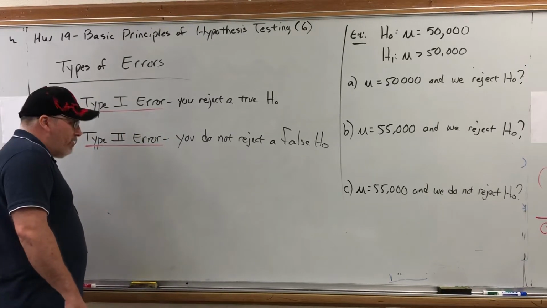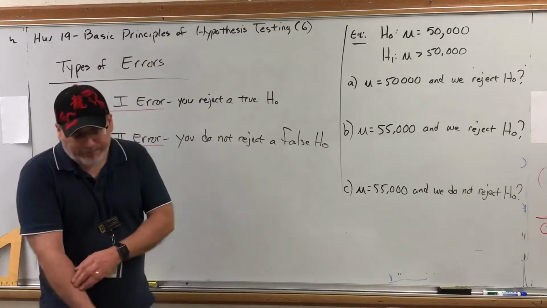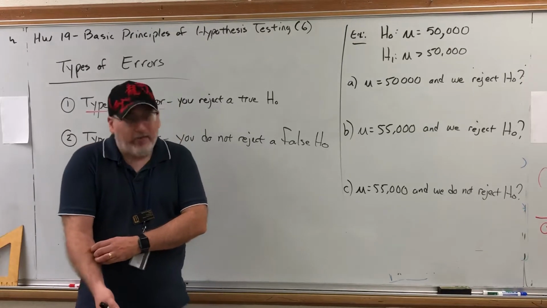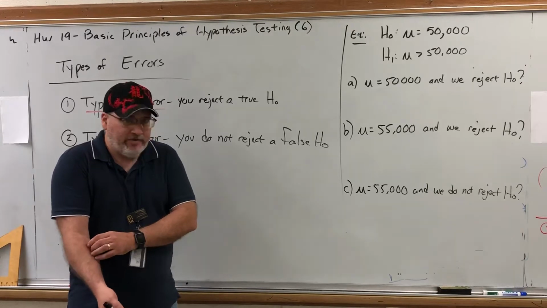A type 2 error is when you do not reject a false null hypothesis. In other words, your null hypothesis is false, but you end up not rejecting it. In other words, you're guilty, but there wasn't enough evidence to convict you.